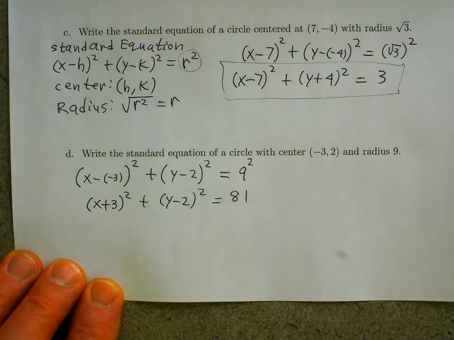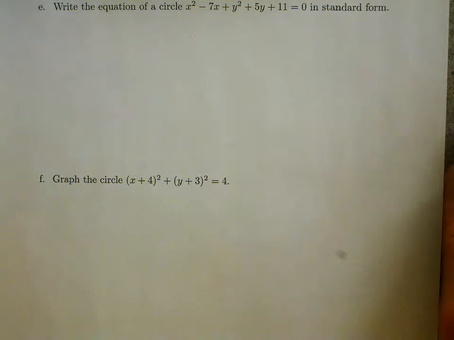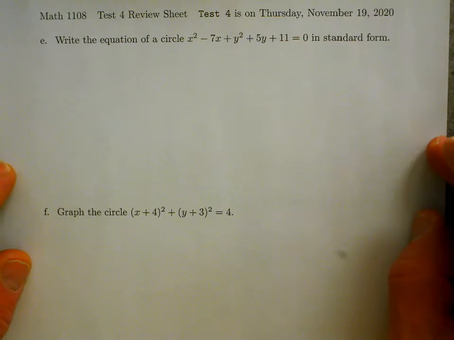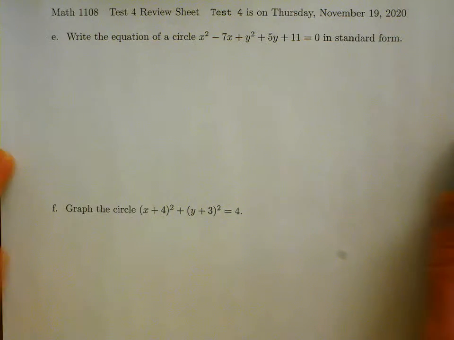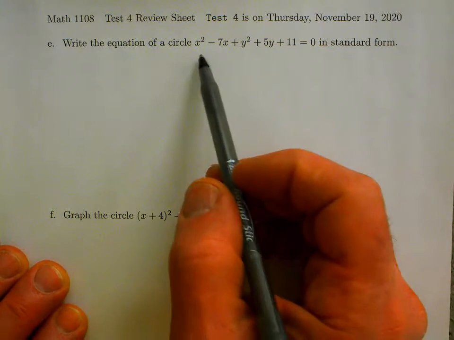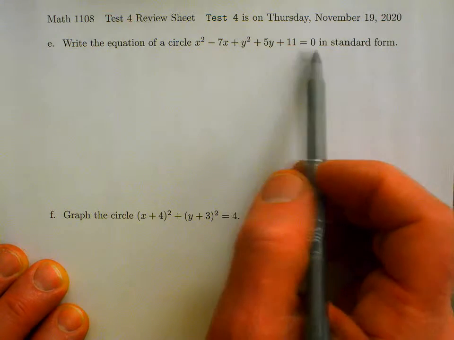Okay, on the next page, we have equations of circles, but they're not in standard form, and that's what we have to do. We have to write them in standard form. So we do that by completing the square. So x squared minus 7x plus y squared plus 5y plus 11 equals 0.